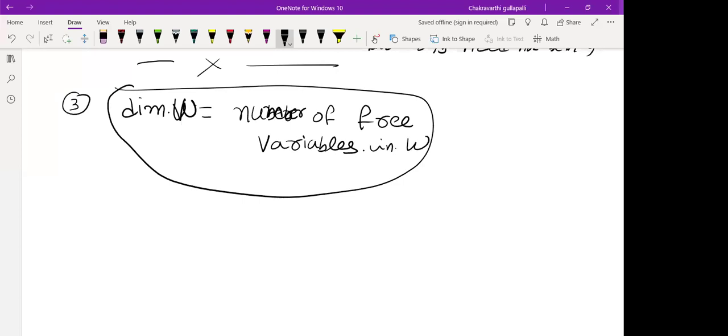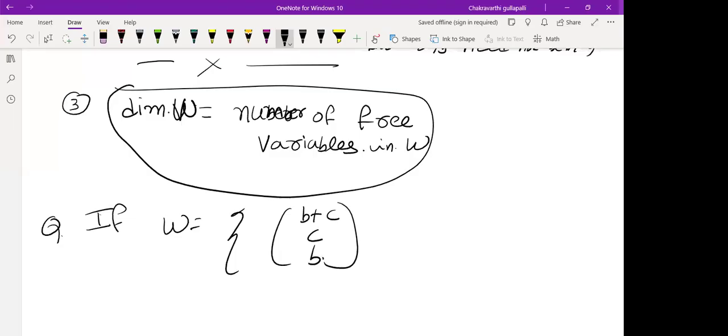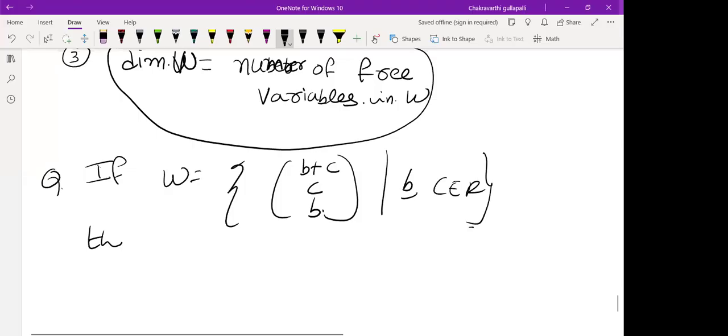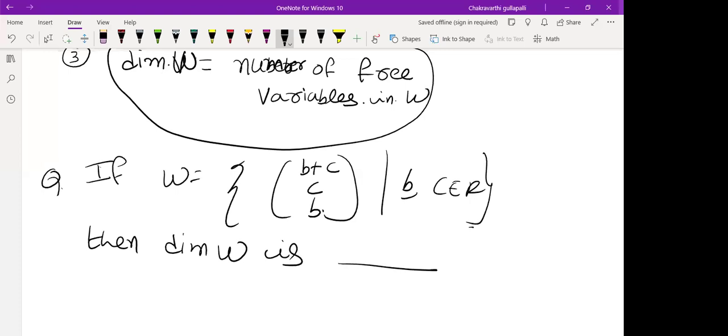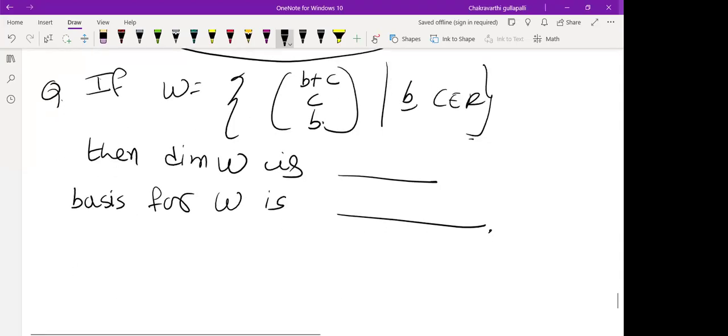How will you do this? For example, what is the application? If W is equal to the set of all (B plus C, C, B), where B, C belong to R, those are scalars. Then the dimension of W is, basis for W is, this is another method.